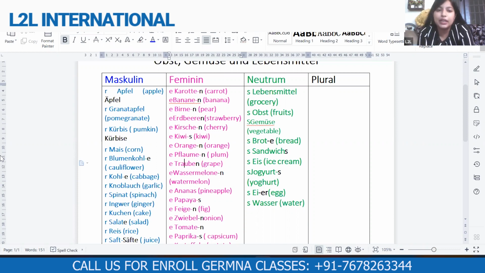Papaya, again an English word. So in order to make the plural, we add an S to it. So it becomes Papayas. Okay. Then the next three, Sana, please.